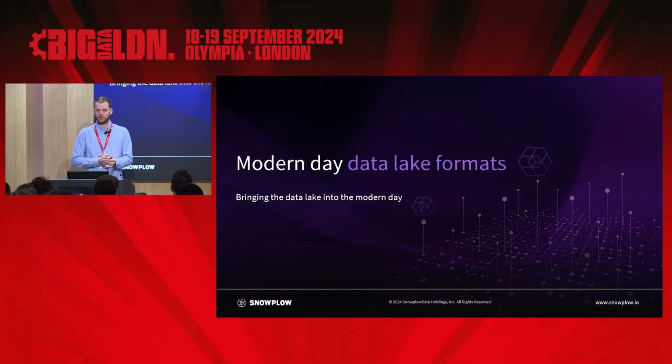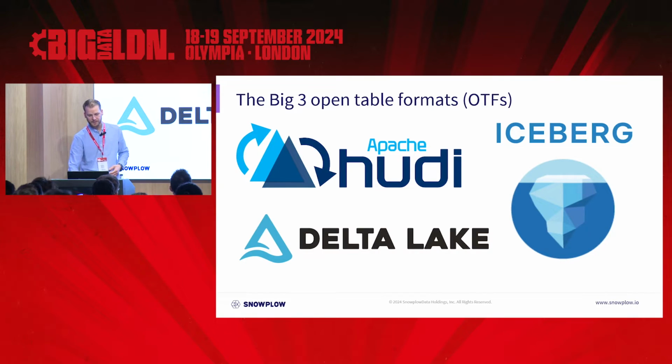So let's talk about how modern data lake formats have sort of dragged the data lake into the modern day. There's three big open table formats. There are others, but these are the three most popular ones. Apache Hudi, which was originally developed by Uber in open source in 2017. Apache Iceberg, originally developed by Netflix and open source a year later. And Delta Lake, developed and actively managed by Databricks.